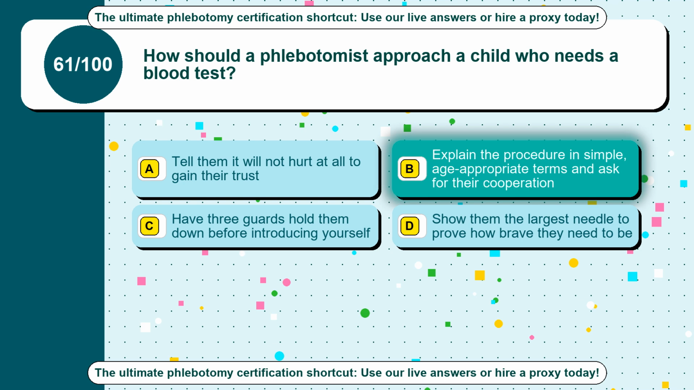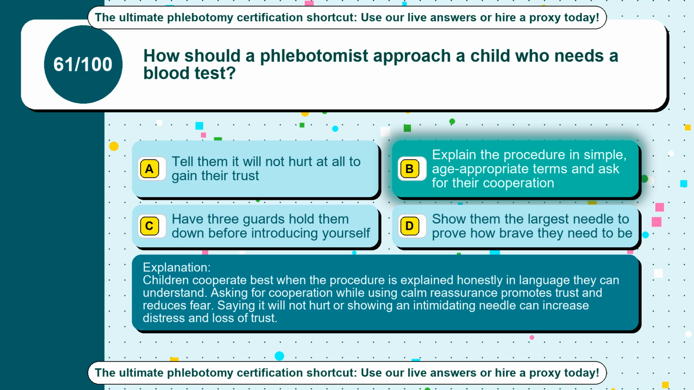The correct answer is option B. Explain the procedure in simple, age-appropriate terms and ask for their cooperation. Children cooperate best when the procedure is explained honestly in language they can understand. Asking for cooperation while using calm reassurance promotes trust and reduces fear. Saying it will not hurt or showing an intimidating needle can increase distress and loss of trust.